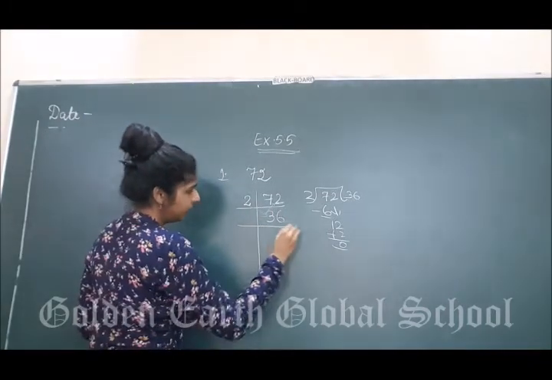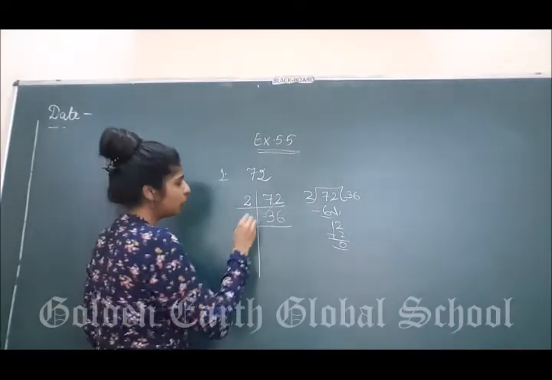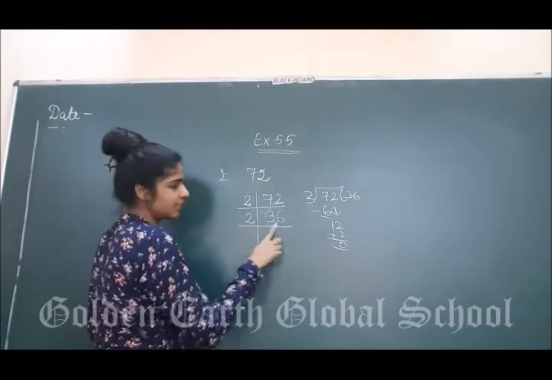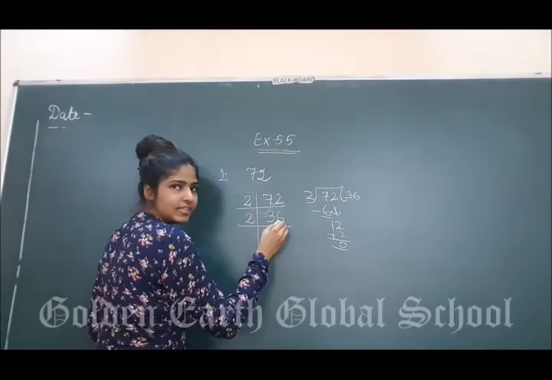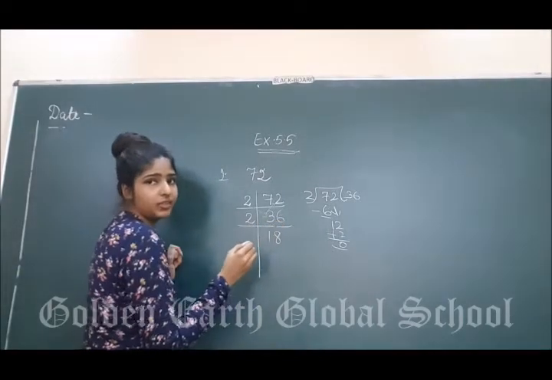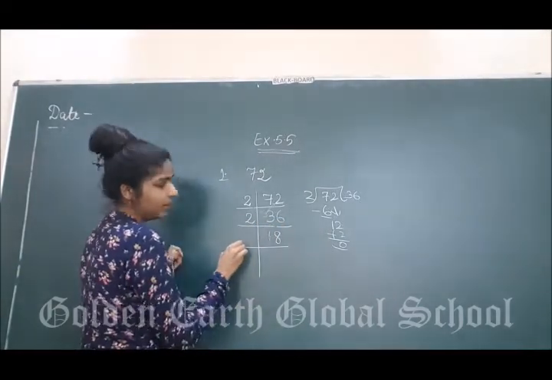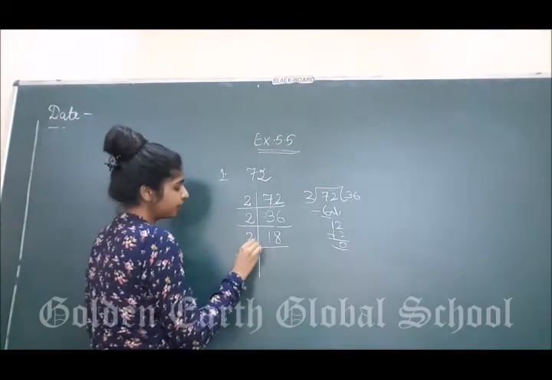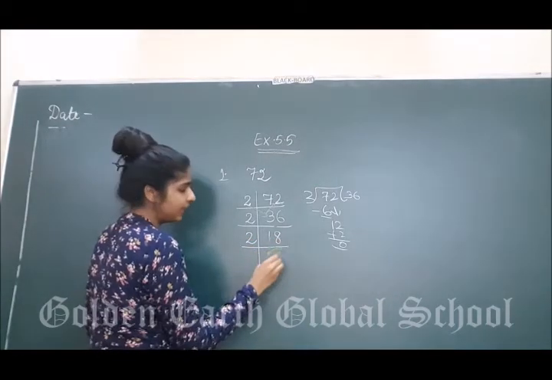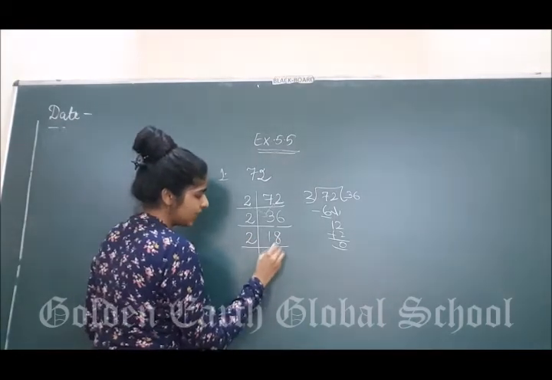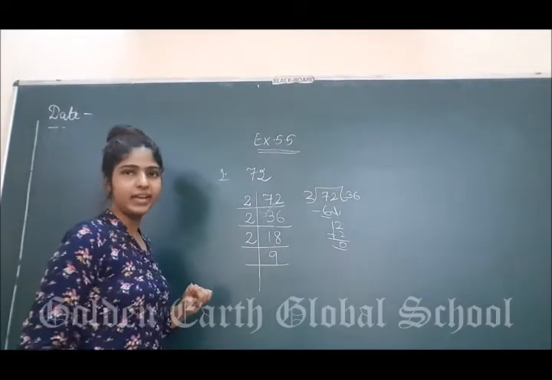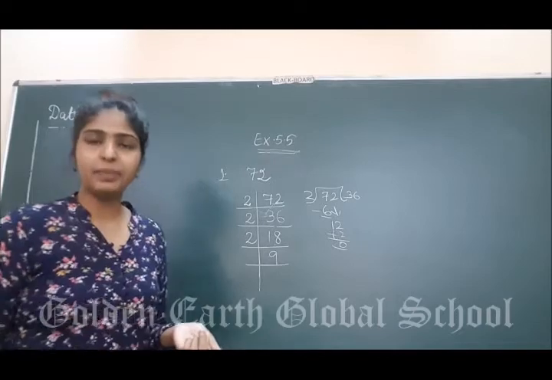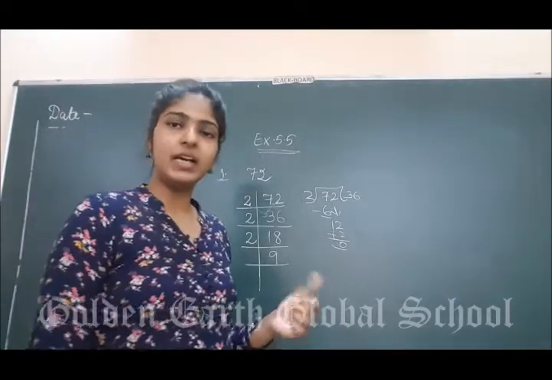Now 36 is again divisible on 2. Where does 36 come on the table of 2? On 18. 2 18s are 36. This is just a cross method to check your values. Now again 18 is divisible on 2. Where does 18 come on the table of 2? On 9. 2 9s are 18. Now does 9 come on the table of 2? No. The next prime number on which 9 is divisible is 3.